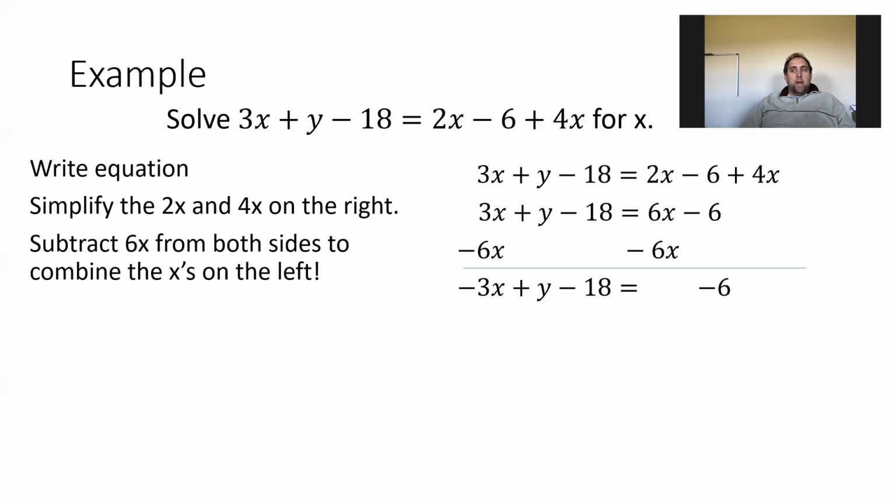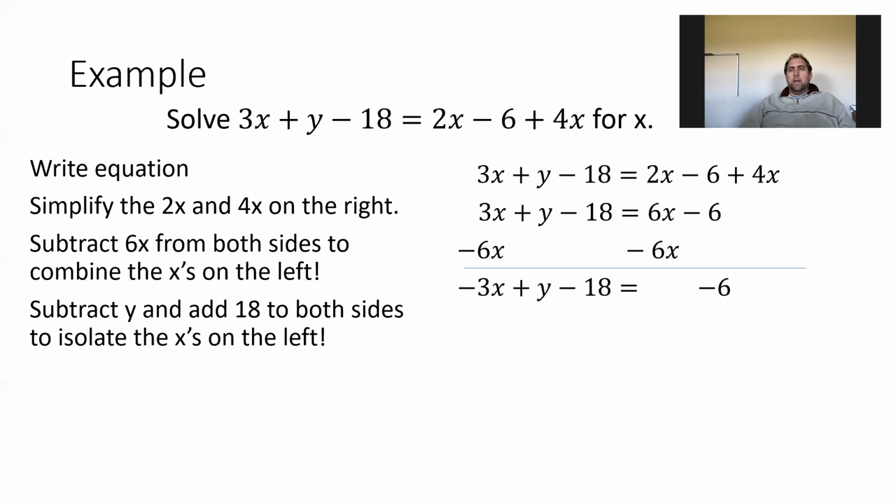Okay? Now we have to get everything that's not an x over to the right side. So we're going to subtract y and add 18 to both sides to isolate the x's on the left. So minus y plus 18. Notice that's the opposite of plus y minus 18. So those variables will cancel out on the left side. And on the right side, you can combine the negative 6 and 18 to get positive 12. Okay, so you have negative 3x equals negative y plus 12.